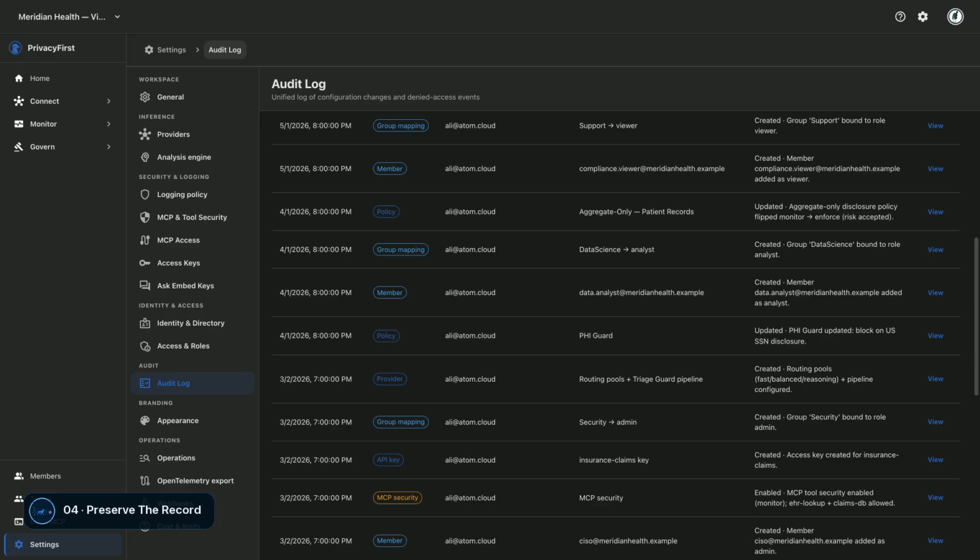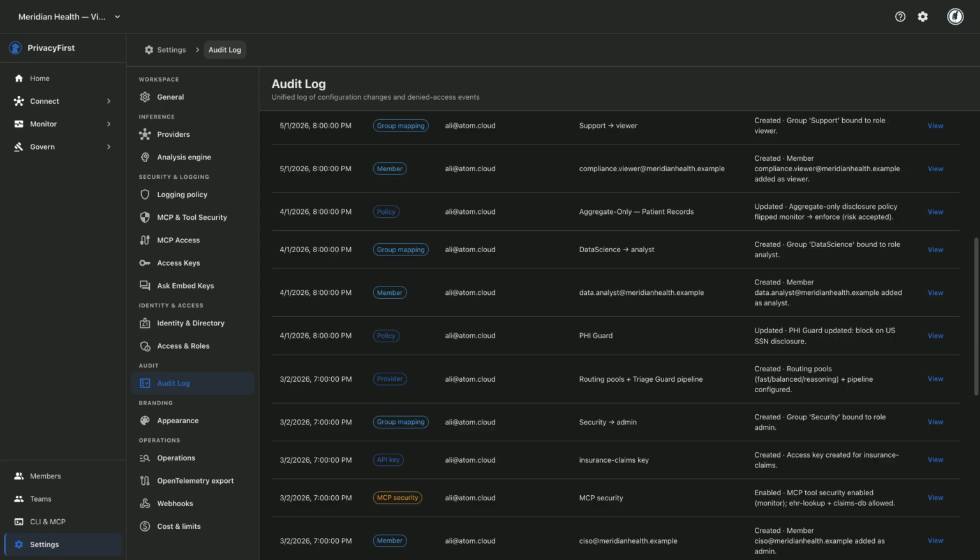The final question is accountability. The unified audit log records the policy subject, actor, time, category, and change summary. Here, FiGuard was updated with the Social Security number block, and the aggregate-only policy moved from monitor to enforce with risk acceptance recorded. The policy filter keeps this review narrow, while the same log also covers provider, key, role, logging, and denied access events. The evidence chain is now concrete.